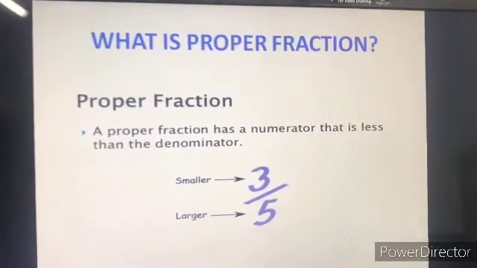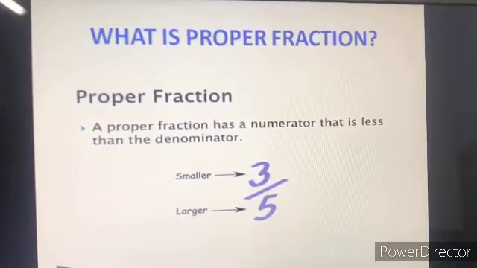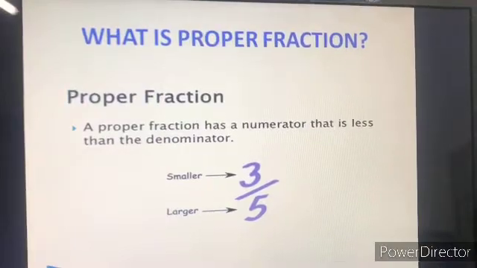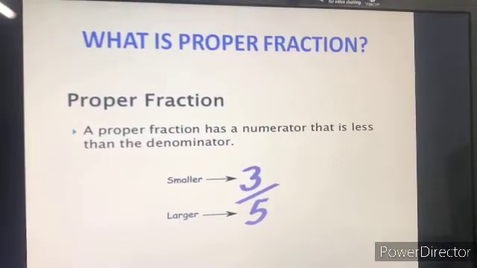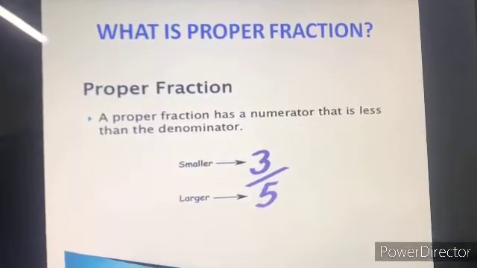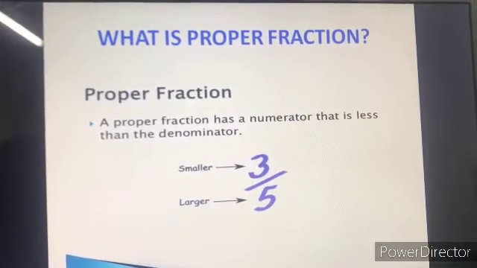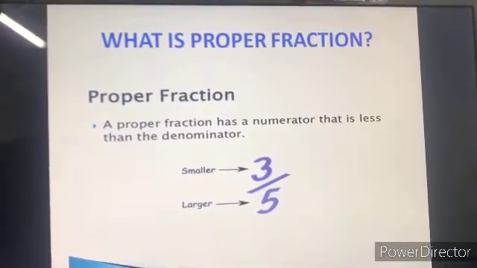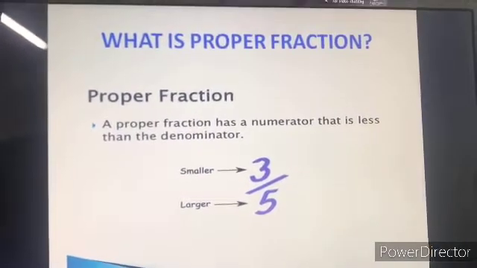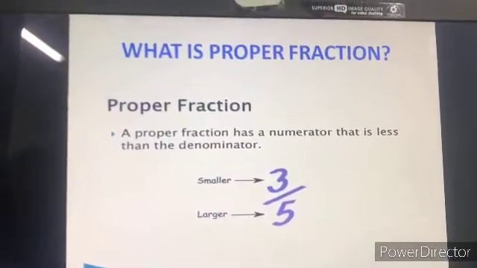Yes, the upper part of a fraction is known as the numerator. And what is a denominator? Excellent. The down part or the bottom part of a fraction is known as the denominator. So whenever we have a smaller numerator than the denominator, it will be a proper fraction. In all proper fractions, every time the numerator will be smaller than the denominator.